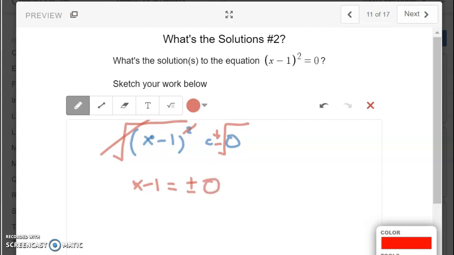It's actually just 0. That means you have x minus 1 is equal to 0, and x minus 1 is equal to negative 0, but there is no such thing as positive and negative 0. So the only solution you have, when you bring 1 to the other side, is x is equal to 1. So you actually only have one solution.